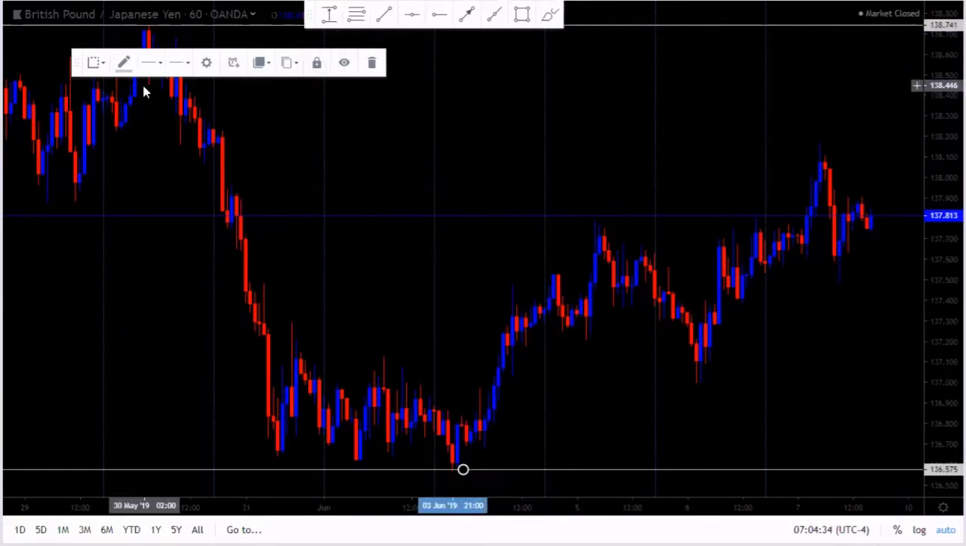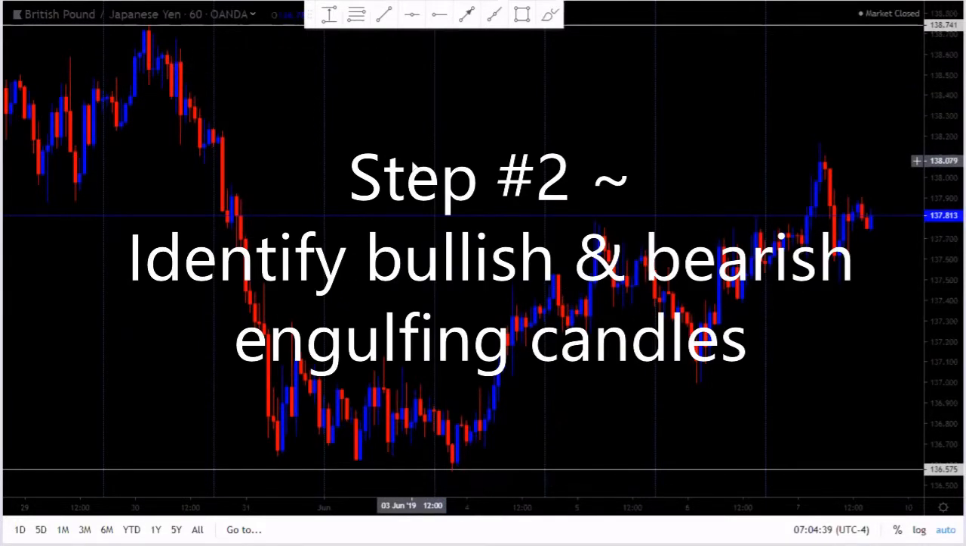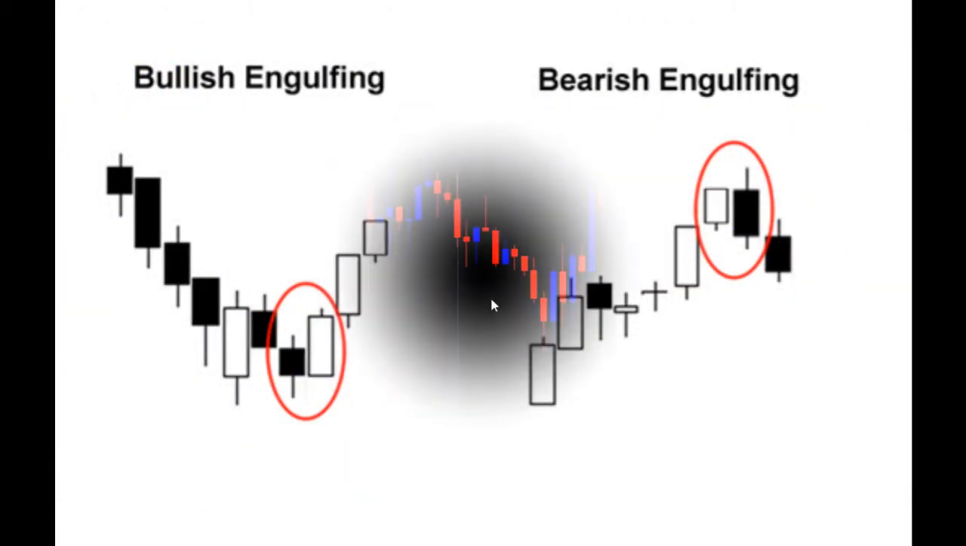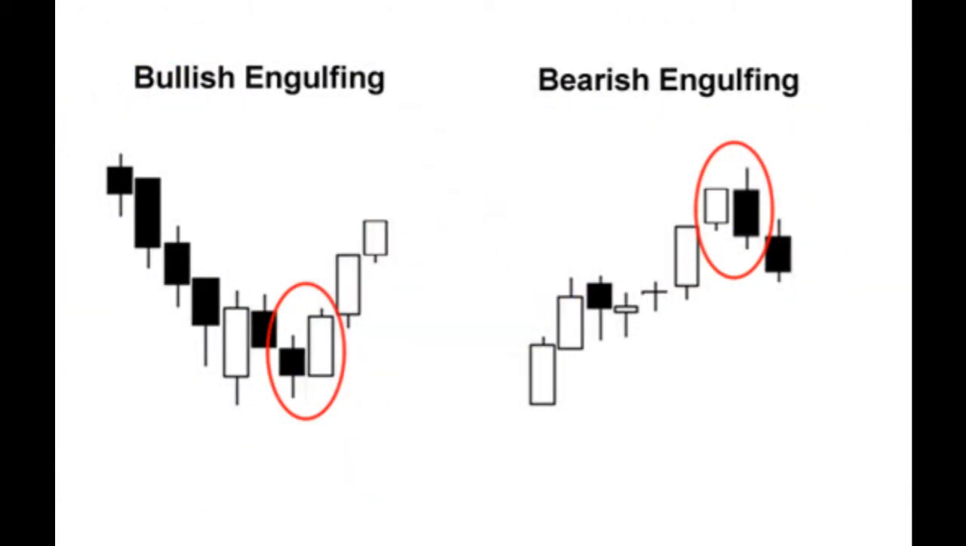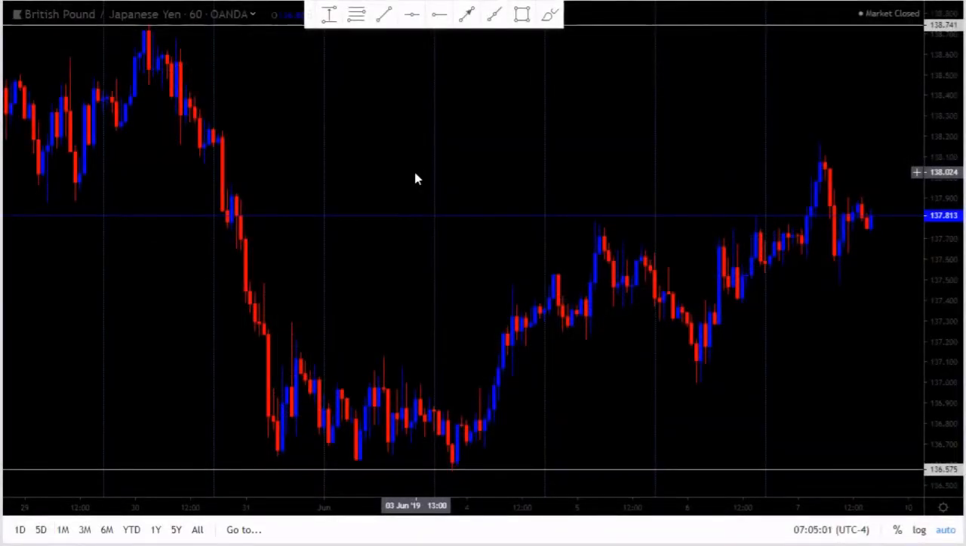Okay, so let's move on to step two. Step two, the idea of this is supply and demand. And sometimes I get in the mood to where I trade engulfing candles. So we're going to use engulfing candles to identify. First, we have to identify our engulfing candles. So let's do that. Because engulfing candles are a really good signal for reversals and starting of a new trend.